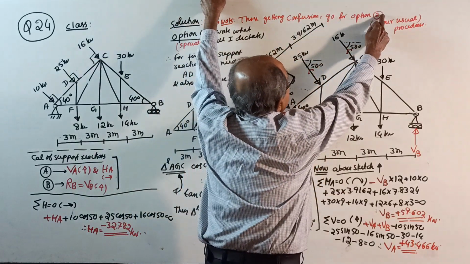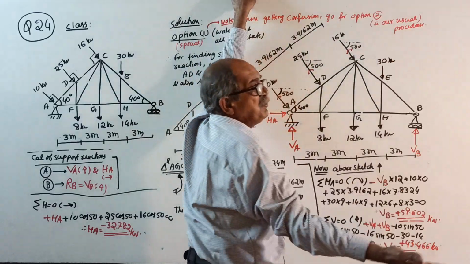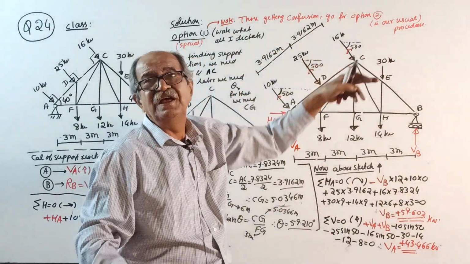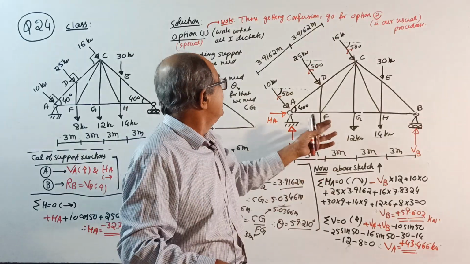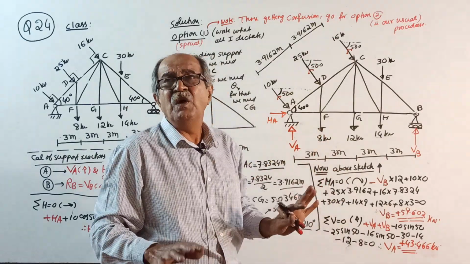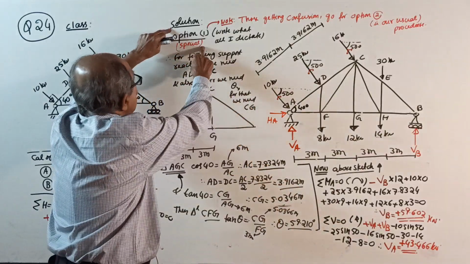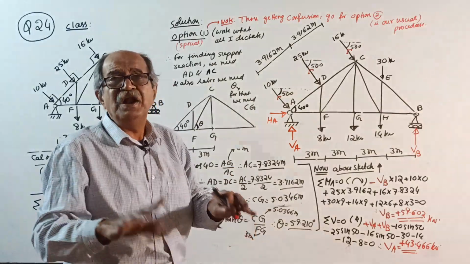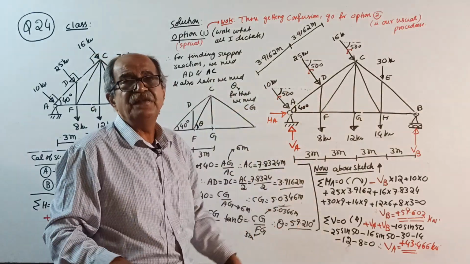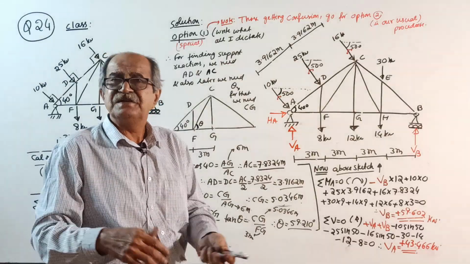Go for option 2. That is our usual procedure. What is the usual procedure? Resolution. Then this special method is not there. So what you do? See the second part of this class. After option 1 is over, I will go to option 2. You study that one, don't study this one. That's all. Those who are serious, study both.